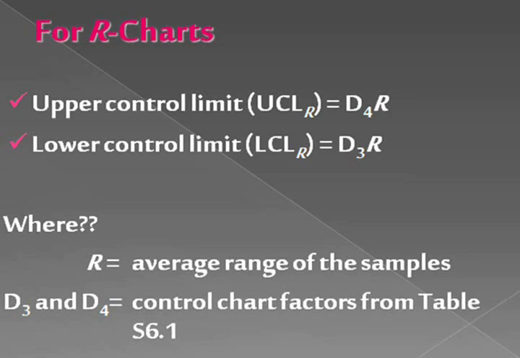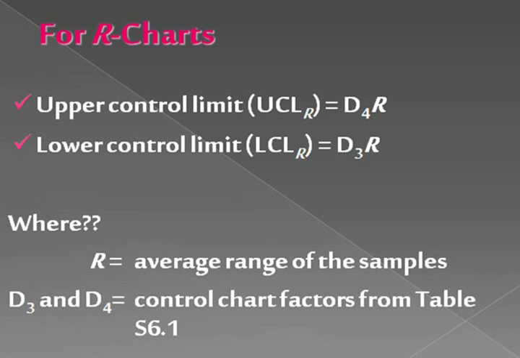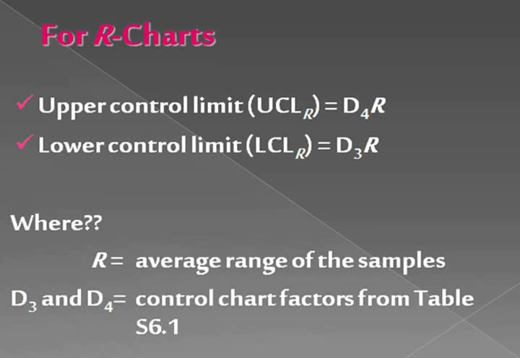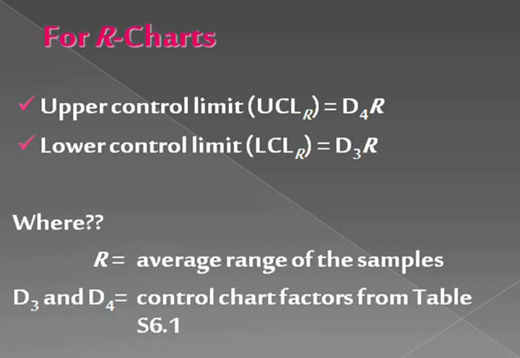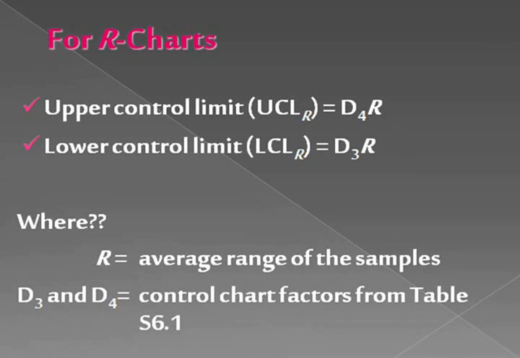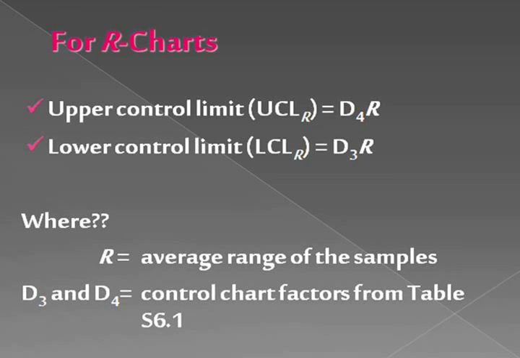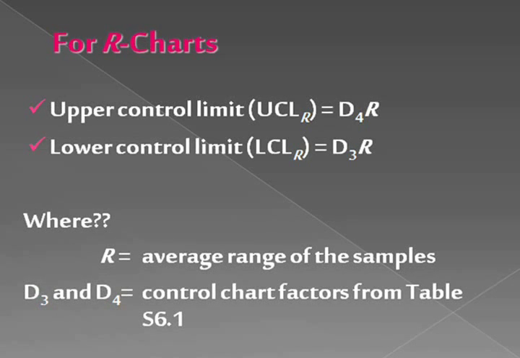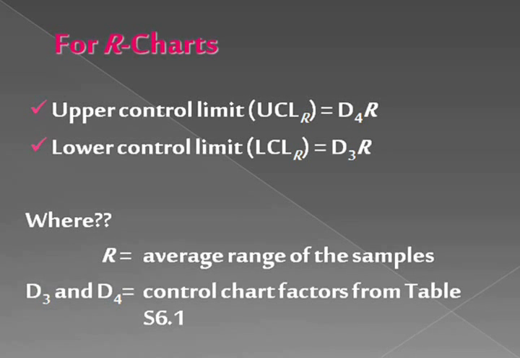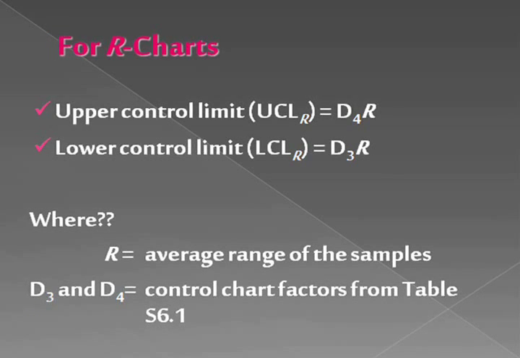UCLR, or the upper control limit, and the LCLR, or the lower control limit. R is the average range of the sample, and D3 and D4 are the control chart factors from Table S6.1. D4 is for the upper control limit, and D3 is for the lower control limit.